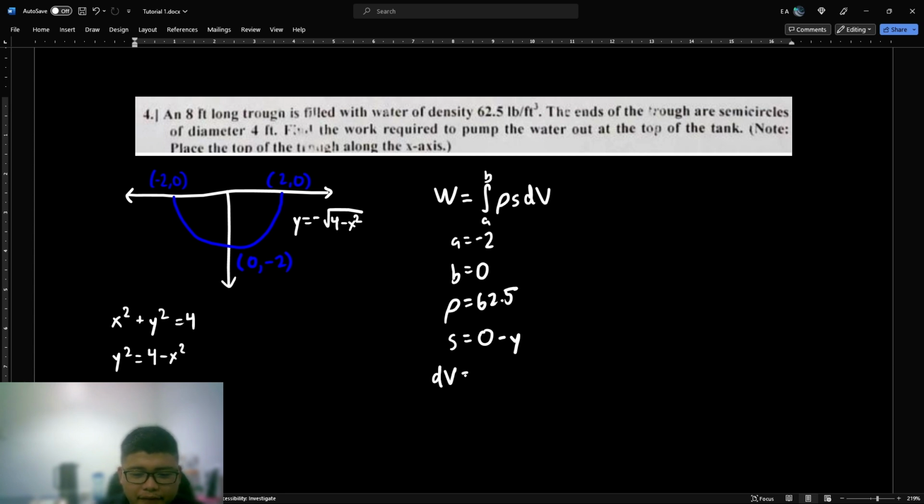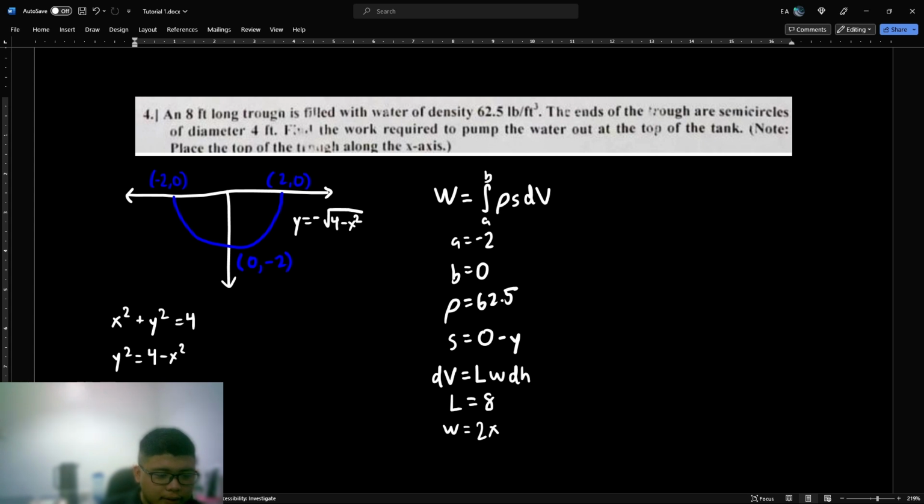Lastly, our dV is our differential volume. This is simply the length of the trough times the width of the trough times your differential height. The length of your trough is already given, actually, of 8 feet. The width of your trough is actually going to be 2 times the equation of the x. So let's try to solve for x here.